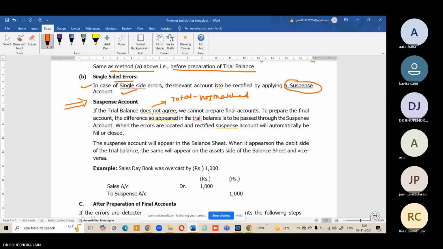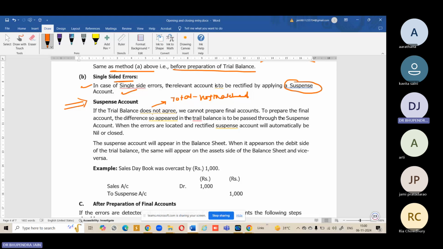Reason? To prepare the right financial account, there is a basic requirement to tally the trial balance. If the trial balance does not match, then we cannot prepare the final account. Then how will we prepare it? First, identify whether the mistake occurred before or after preparation of the trial balance. You have prepared the trial balance. Now we have to check all the entries from the beginning to find the mistake.